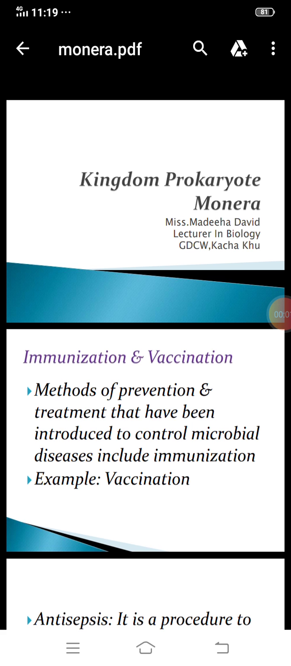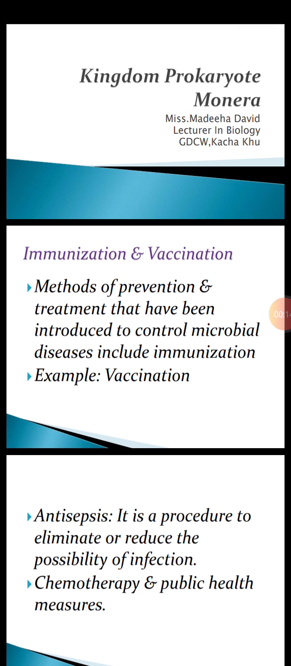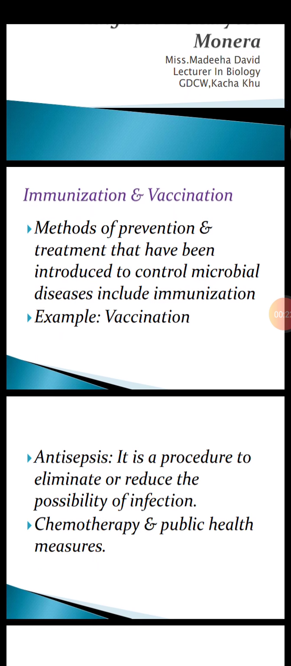Today in Biology, Kingdom Prokaryote, Monera, you will learn about different methods of controlling microorganisms. First is immunization and vaccination, methods of prevention of diseases and treatment that have been introduced to control microbial diseases. They include immunization, and its example is vaccination, that is use of vaccines.